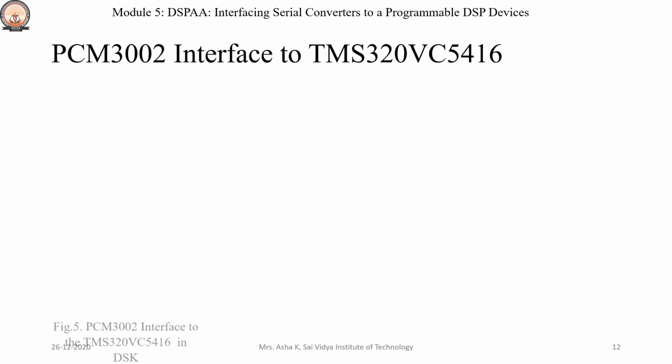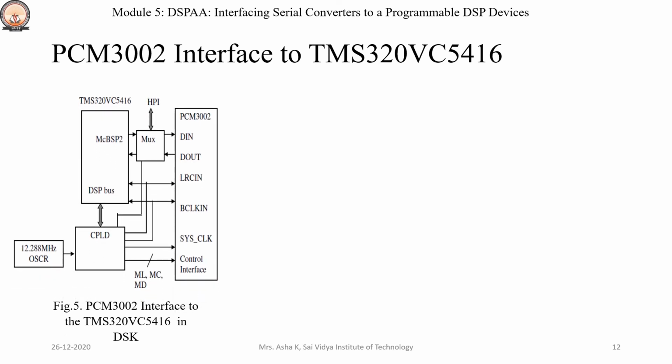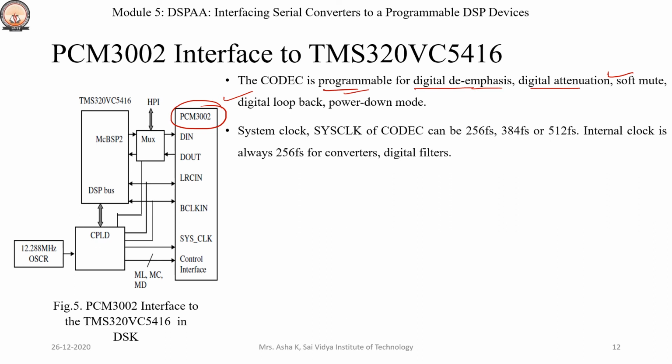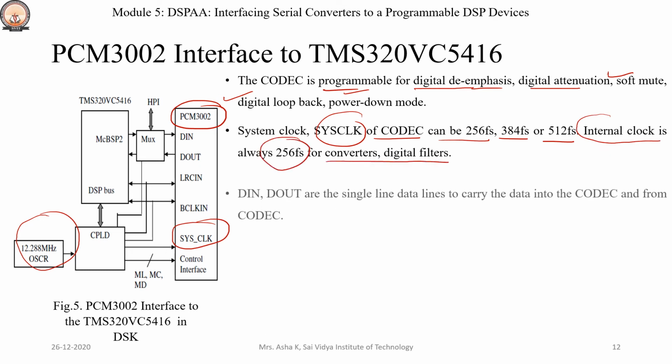In the interface of codec with the DSP processor, the codec PCM3002 is programmable for digital de-emphasis, digital attenuation, soft mute, digital loopback and power down. The system clock which is generated, we call it sys clock of codec, can be 256 fs, 384 fs or 512 fs. Fs is the sampling frequency and internal clock is always 256 fs for converters and digital filters.